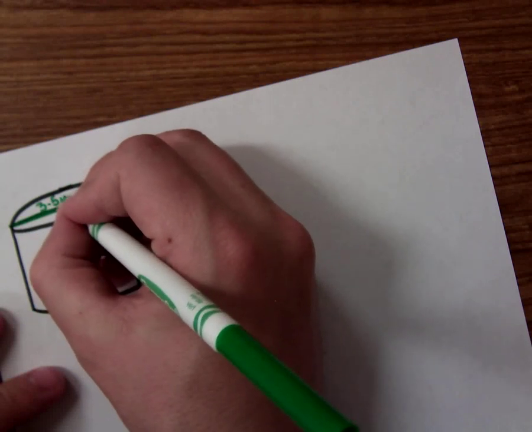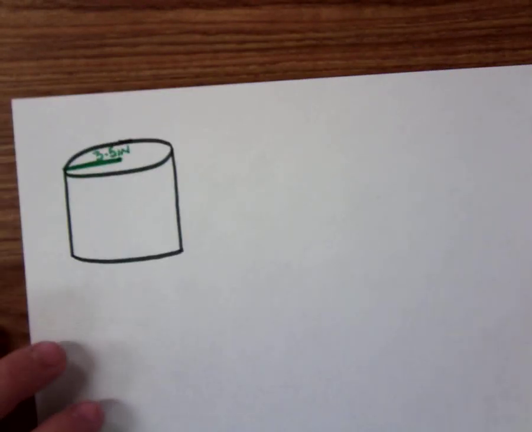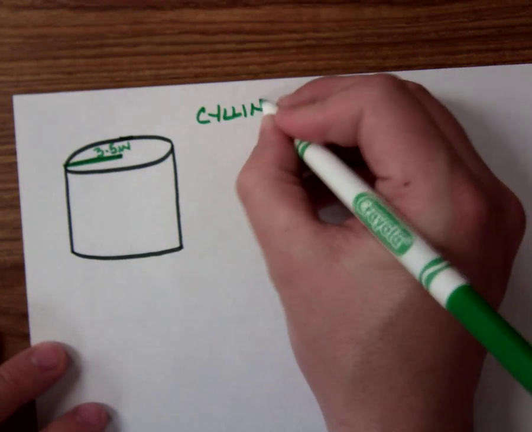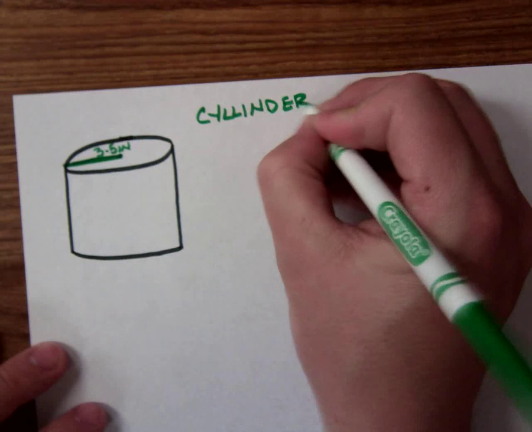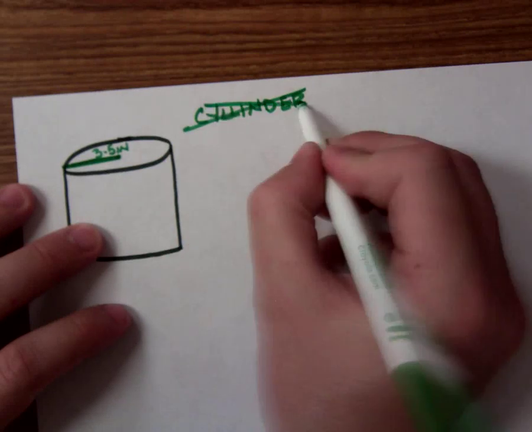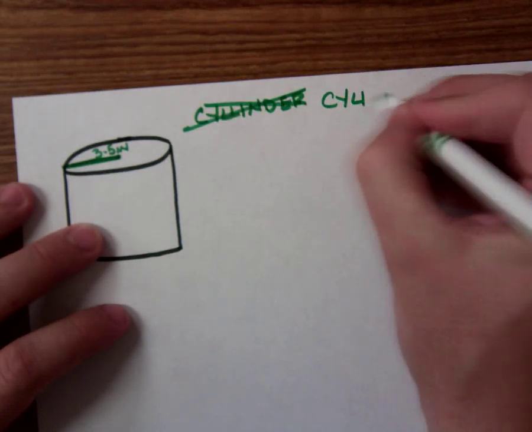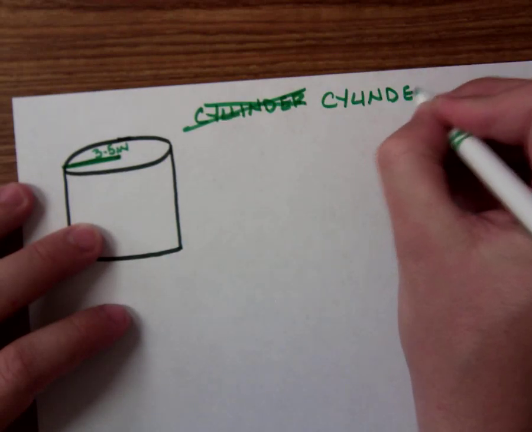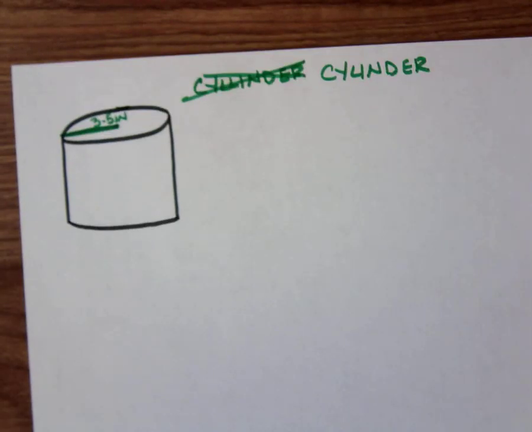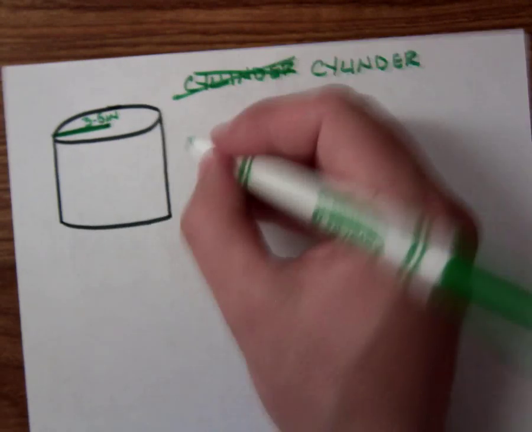So we're going to give the radius of this cylinder. Oh, sorry, I guess I should name this. This is called a cylinder. Oh, I might have just spelled that wrong. Does cylinder have 1 L or 2? 1 L? Oh, definitely spelled it wrong then. Cylinder. Okay. For a cylinder, you need to know the radius of the top, and you also need to know the height.